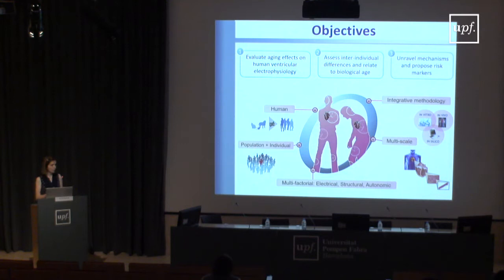So we want to understand why these inter-individual differences occur and relate them to the biological age of the heart rather than to the chronological age, because maybe with the biological age we can better understand this different behavior. And finally, we want to unravel the mechanisms underlying these inter-individual differences and their relation to biological age, and use those mechanisms to then propose novel risk markers that could eventually help in clinical practice.